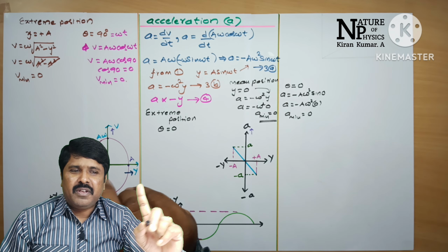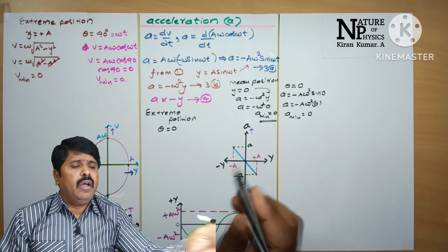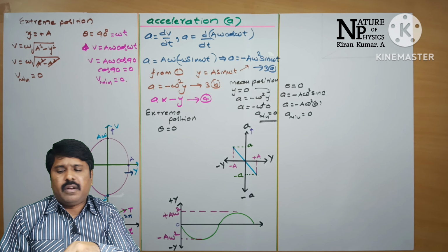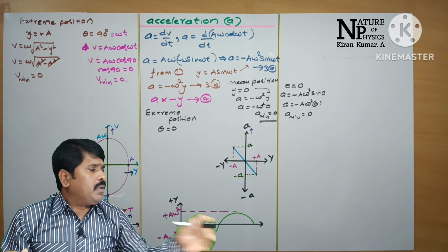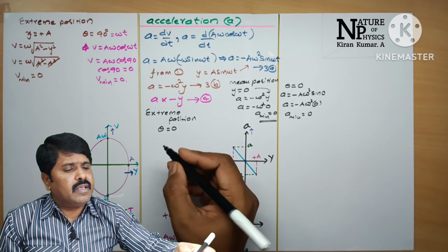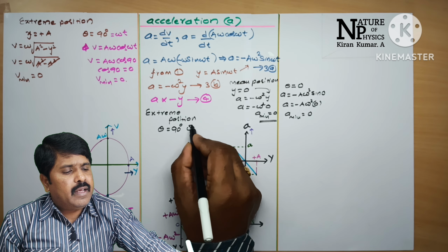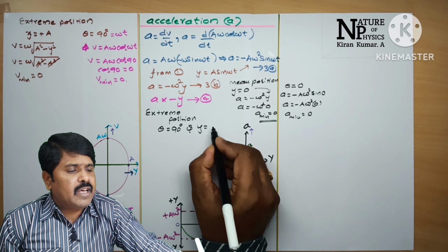We are doing it with the two values, student, the mean position and also the extreme position. See there, notice that point. Now here I made a mistake. Theta is equal to 90 degrees. I can modify this: theta is equal to 90 degrees, and I can write y is equal to plus or minus A.